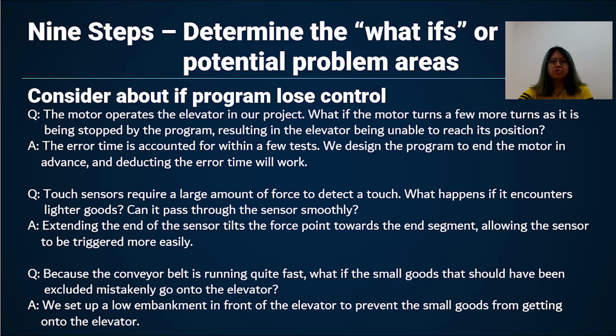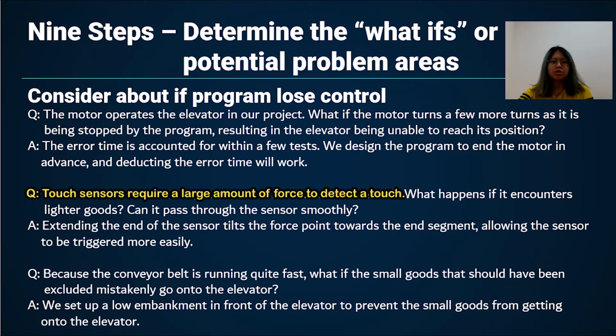Step 9: determine the what-ifs of potential problem areas. Consider if the program loses control. Question 1: the motor operates the elevator in a project. What if the motor turns a few more turns as it is being stopped by the program, resulting in the elevator being unable to reach its position? Answer: the error time is accounted for within a few tests. We designed the program to stop the motor in advance, and deducting the error time will work.